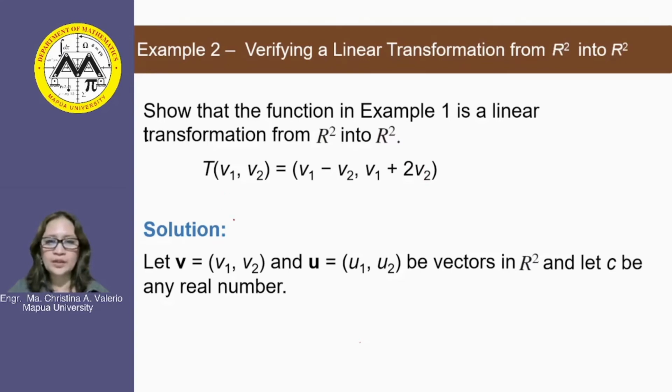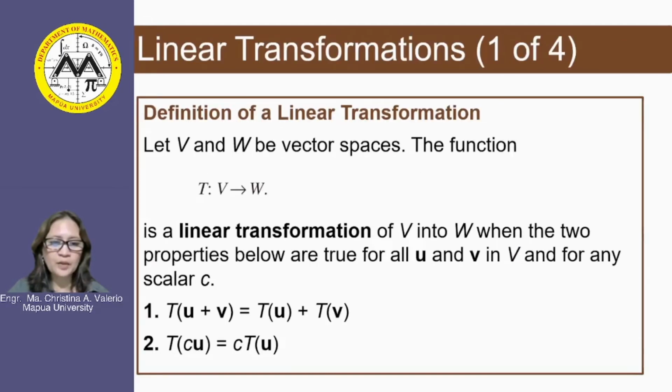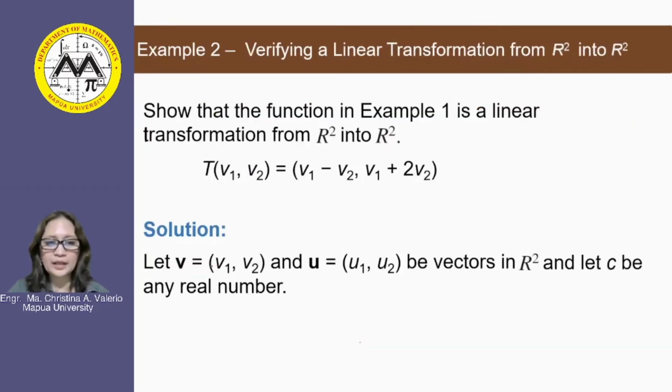Now we know that in order to prove whether a function is a linear transformation, we have to make use of the following. We need two vectors u and v in V and another object which is a scalar c, such that T of a sum of vectors is equal to the sum of the transformations of the vectors. And we will have the transformation of a scalar multiple equal to c times the transformation of the vector u. So let us do that.